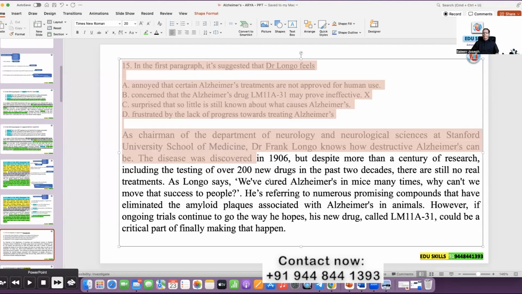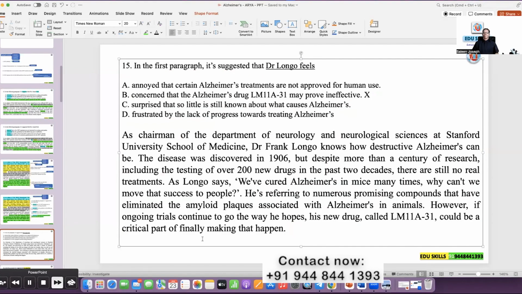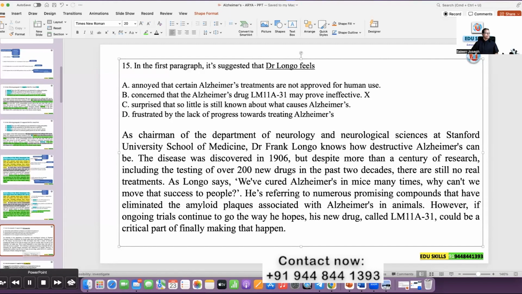Listen and read the script on the screen. 15. In the first paragraph, it's suggested that Dr. Longo feels: A, annoyed that certain Alzheimer's treatments are not approved for human use. B, concerned that the Alzheimer's drug LM11A31 may prove ineffective. C, surprised that so little is still known about what causes Alzheimer's. D, frustrated by the lack of progress towards treating Alzheimer's. As chairman of the Department of Neurology and Neurological Sciences at Stanford University School of Medicine, Dr. Frank Longo knows how destructive Alzheimer's can be.